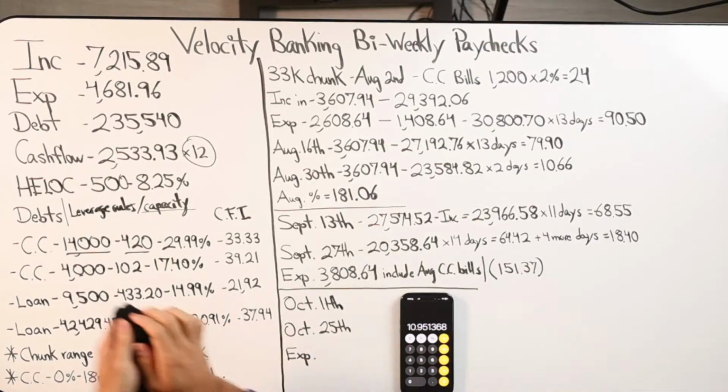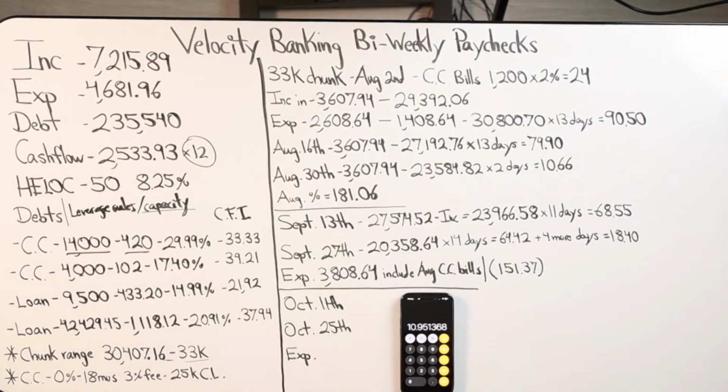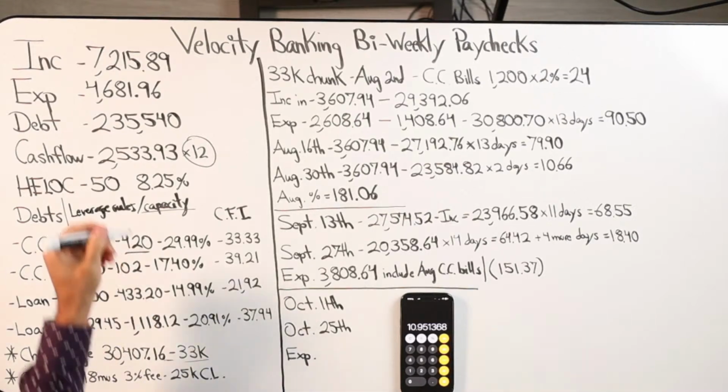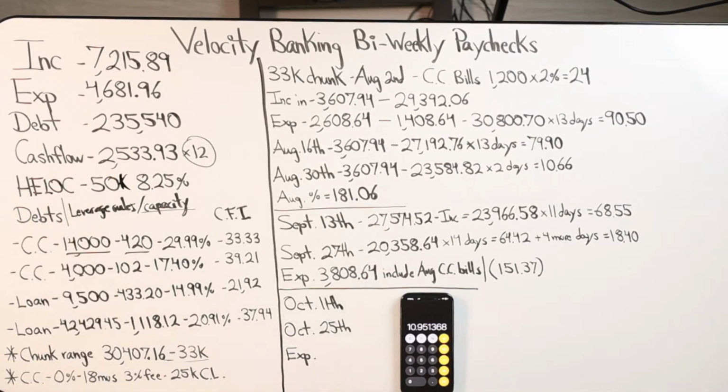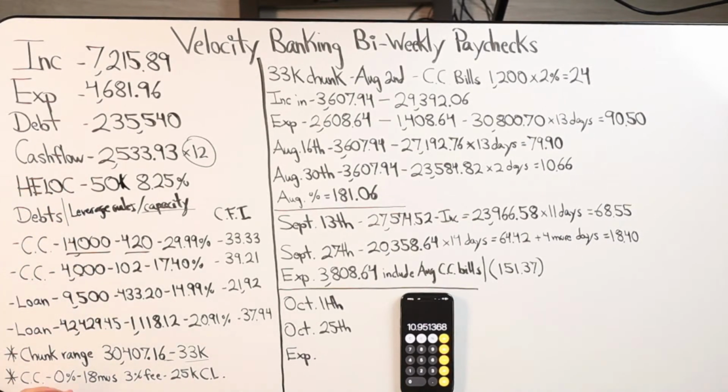So coming back, I'm going to delete this little zero here, right? We're dealing with a $50,000 credit line. So far, we know our numbers, we know our debt tool, we know what debts to attack, in which order, according to cash flow index formula. We have our chunk range. In addition to our main debt tool, we also have a 0% credit card for 18 months with a 3% balance transfer fee with a $25,000 credit limit that we could also use for debt elimination.